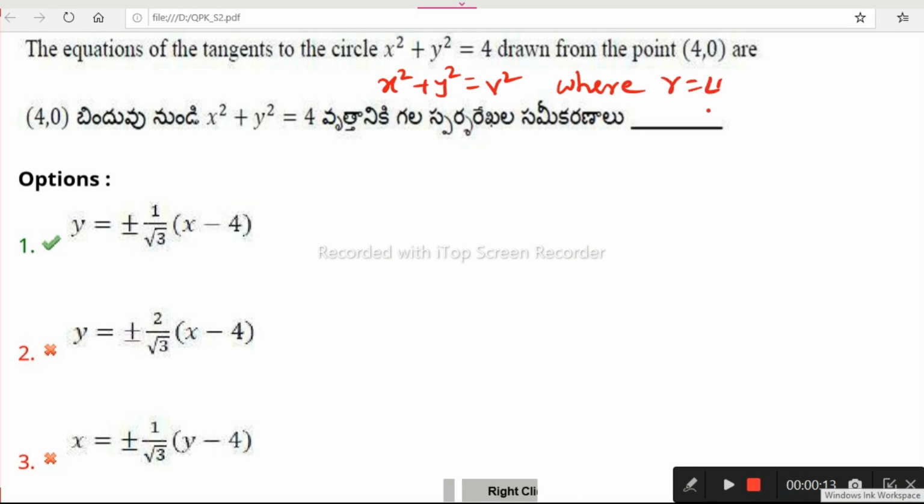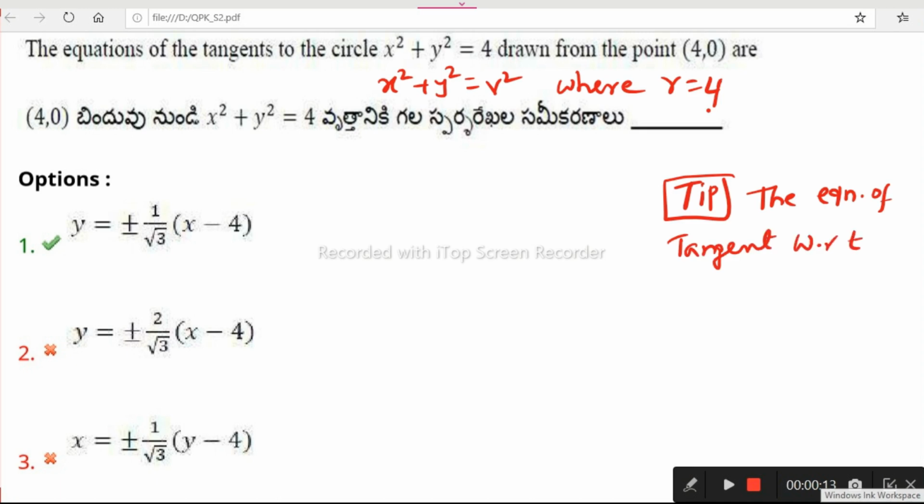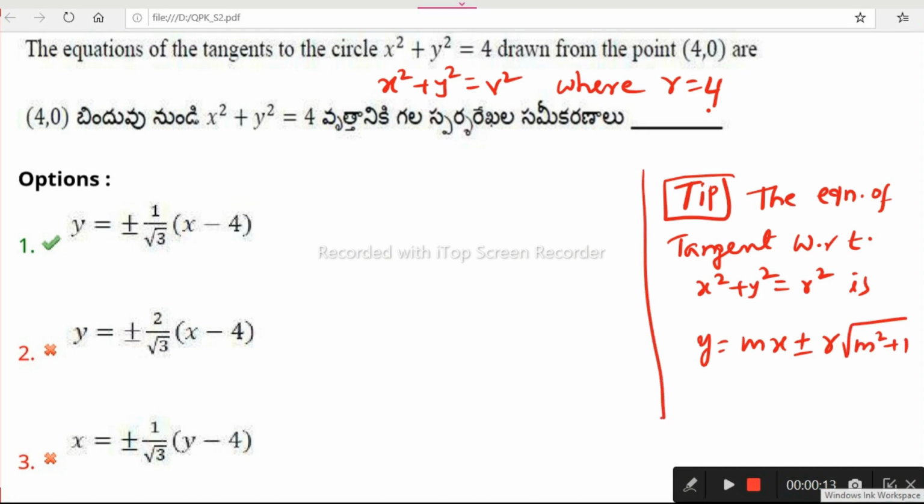We have to know this step. With respect to the circle, what is the step I am giving? The equation of tangent with respect to the circle x square plus y square equals r square is y equals mx plus or minus r root over m square plus 1. You have to know this step in case the circle is in standard form.